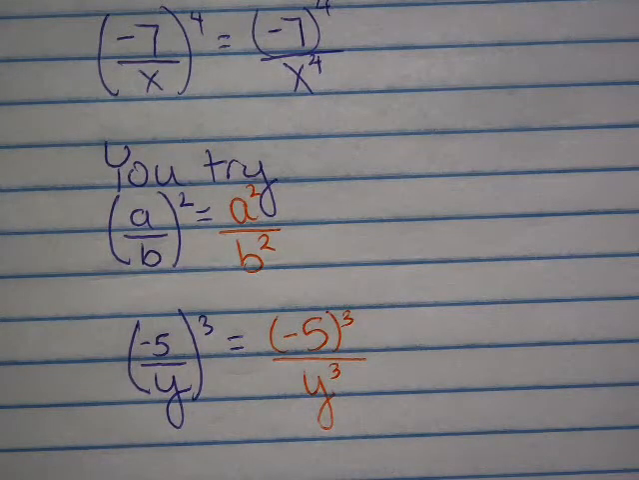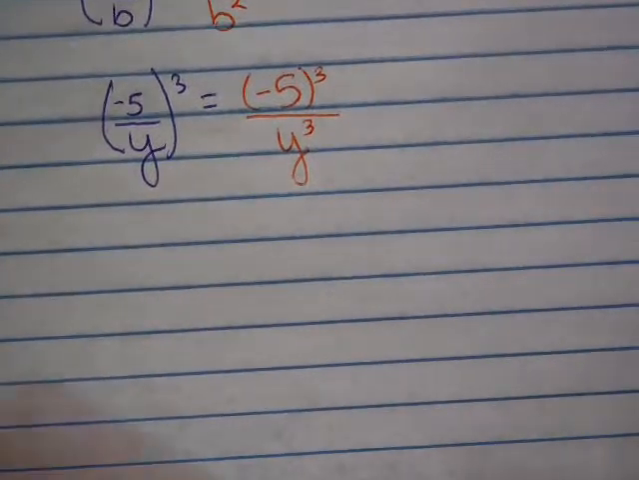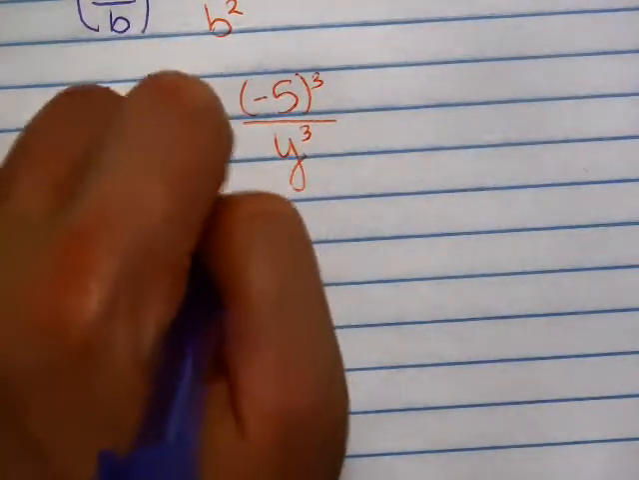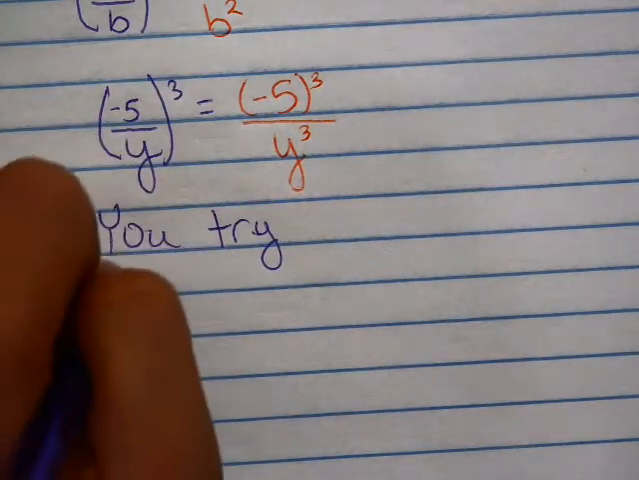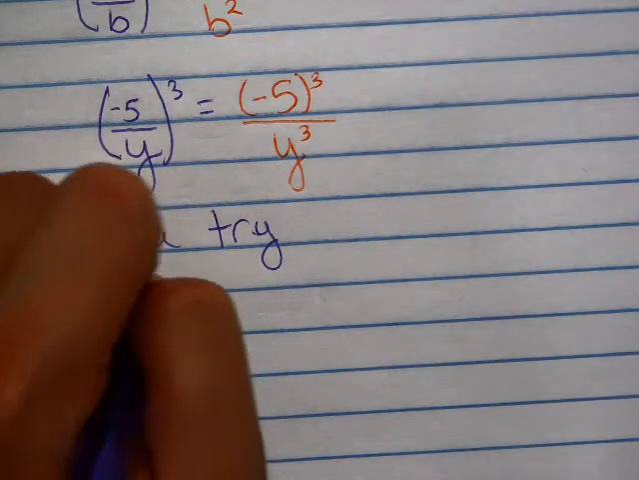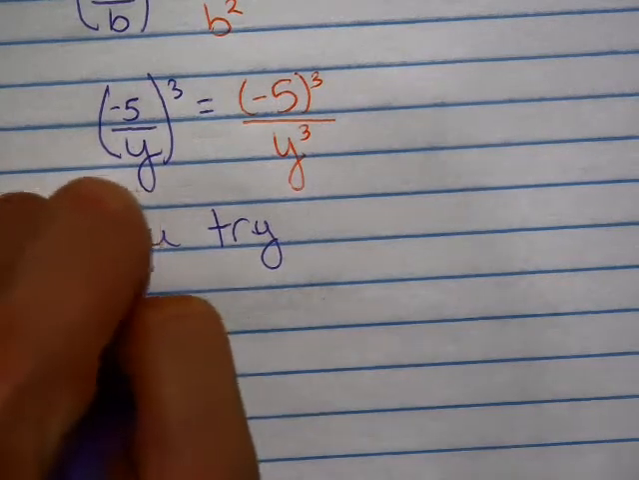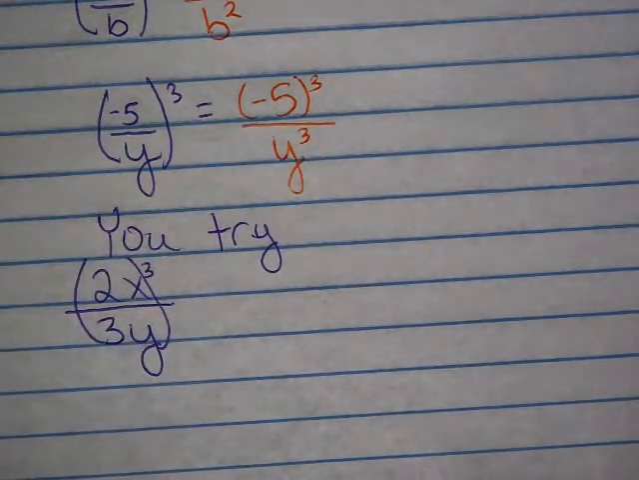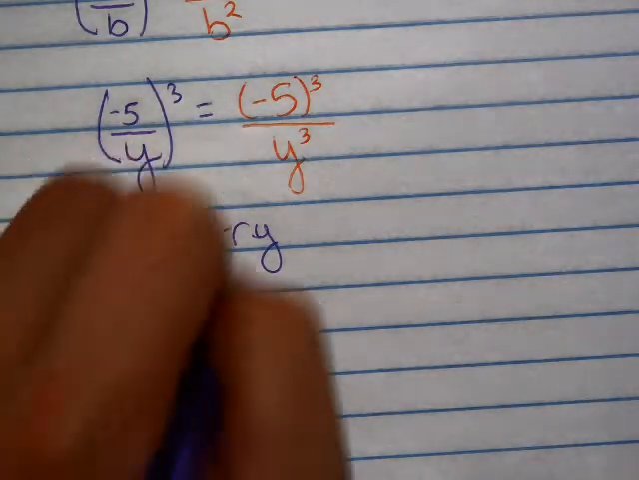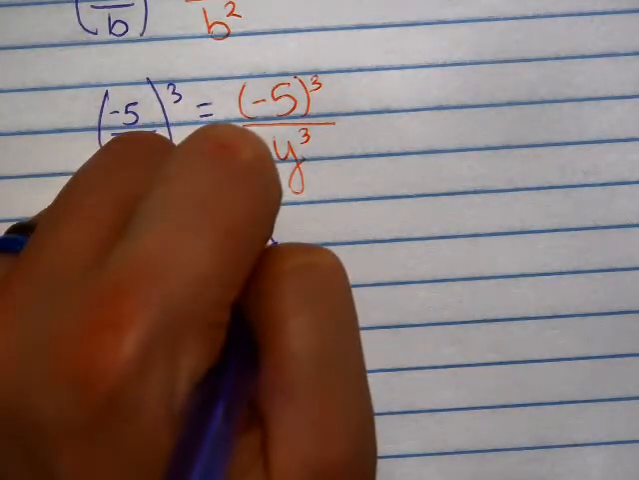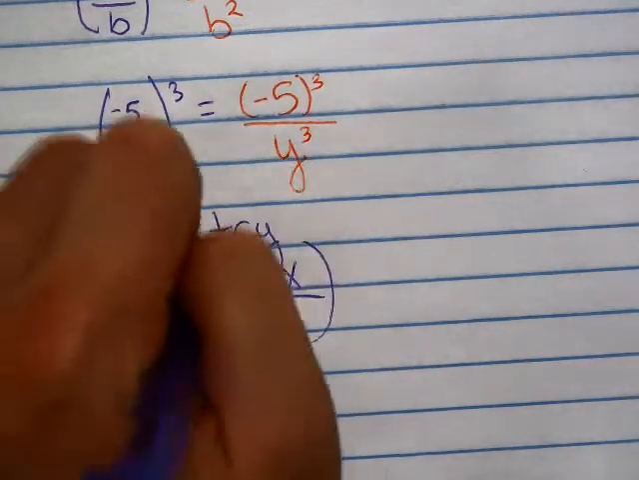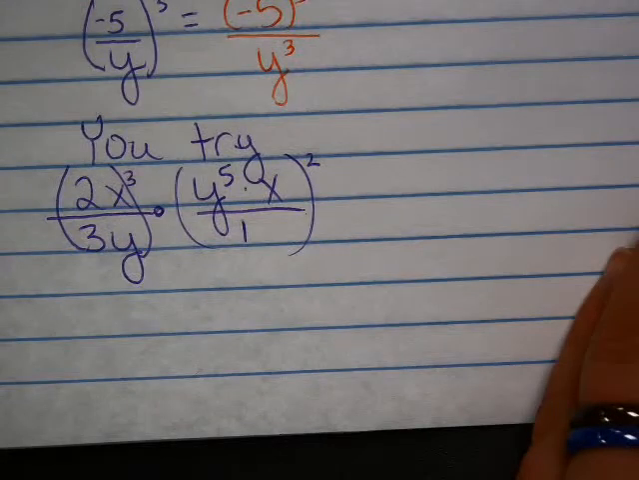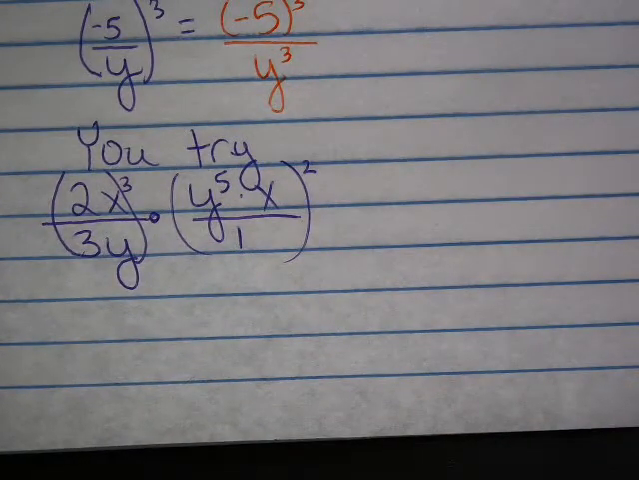So now I want you to try one where we're combining all the pieces we've learned. So I have 2x over 3y all cubed times y to the 5th times x over 1 all squared. So pause and try. If you feel overwhelmed or can't do it, just watch me do it.